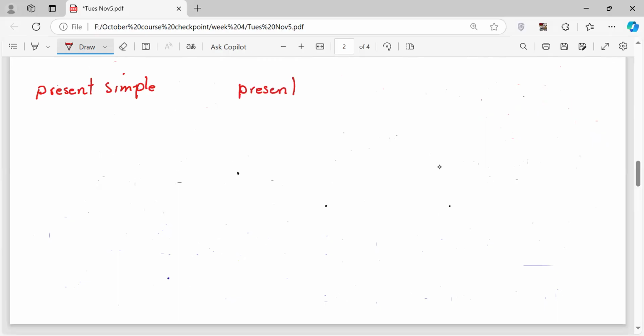This is present simple. And this is present continuous. And this is present perfect. So how many tenses do we have today? Three. The three are present: present simple, present continuous, and present perfect. Let's see how we will change from active to passive. Can any one of you give me an example of a present simple sentence?